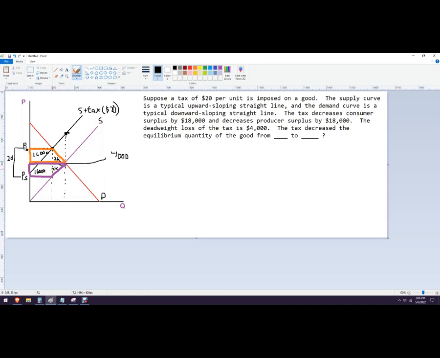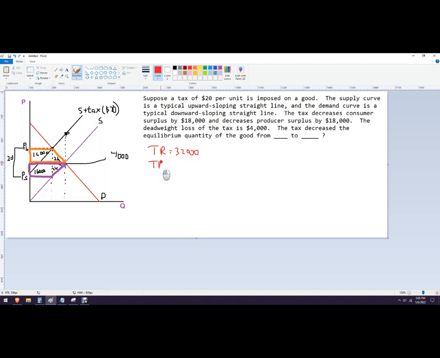So we now know what the tax revenue is. The tax revenue, if you were to calculate it, is going to be this red right here. Okay, that's the tax revenue collected by the government. This will be the new consumer surplus. This will be the new producer surplus. Okay, so this plus this is 32,000. So tax revenue equals 32,000.